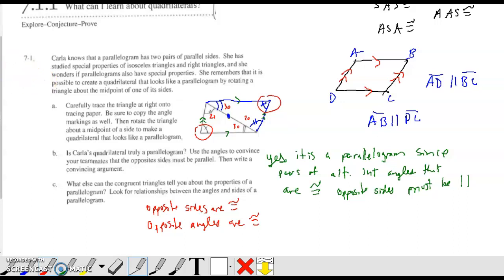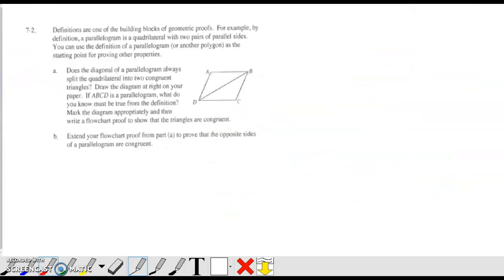So let's continue to the second problem, right? So problem number 2. Definitions are one of the building blocks of our geometric proofs. If we don't have a definition, then we're not going to have a good proof. So we definitely want a definition. Our definition of a parallelogram says this: a parallelogram is a quadrilateral with two pairs of parallel sides. That's what we want to use.